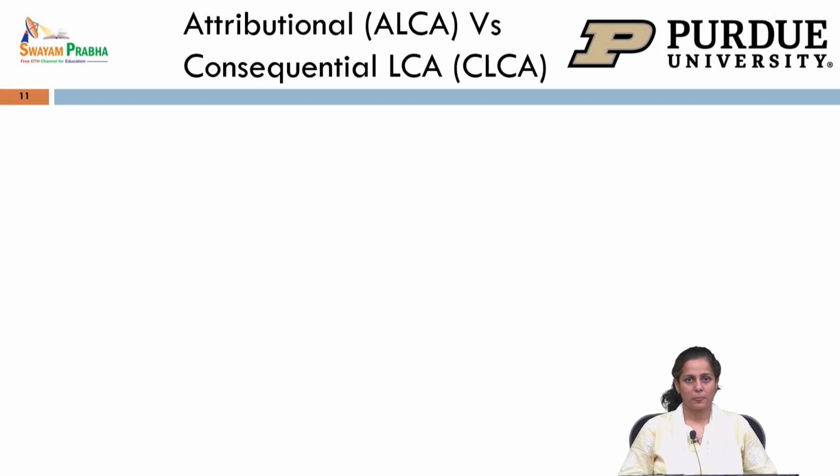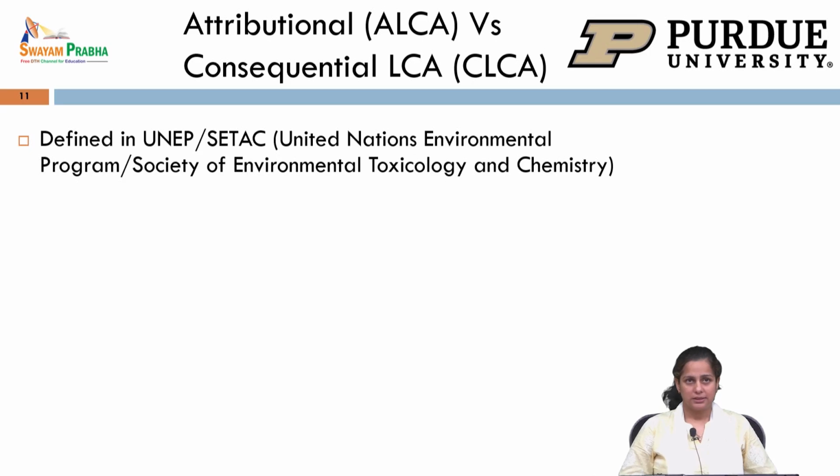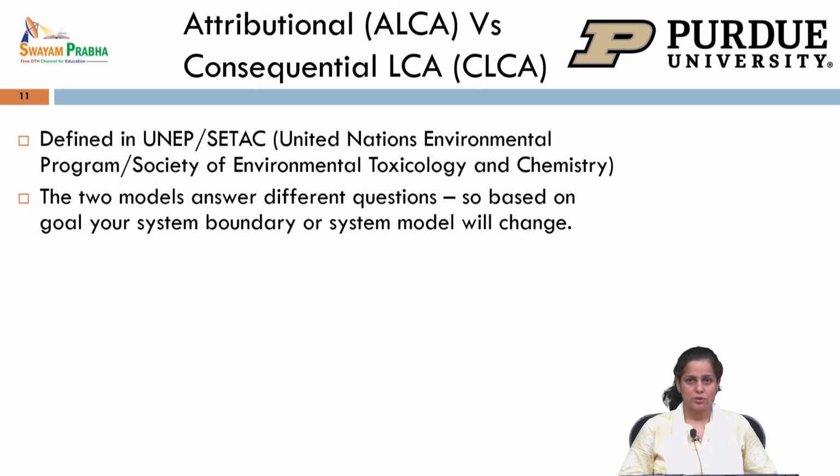Next, selection of system boundary also depends on the type of LCA, such as attributional LCA versus consequential LCA. That is defined in UNEP-SETAC, which is the United Nations Environment Programme and the Society of Environmental Toxicology and Chemistry. The two models, attributional LCA versus consequential LCA, answer different questions. So, based on the goal that you define in the goal phase of LCA, your system boundary or system model will change, and we will see an example of how it changes.